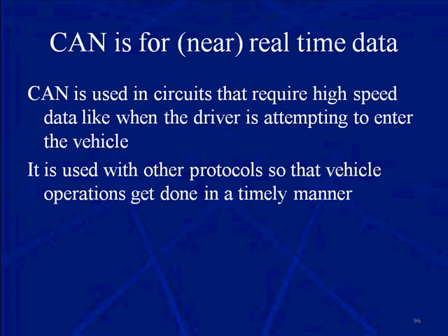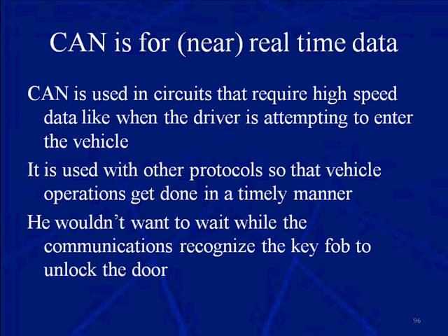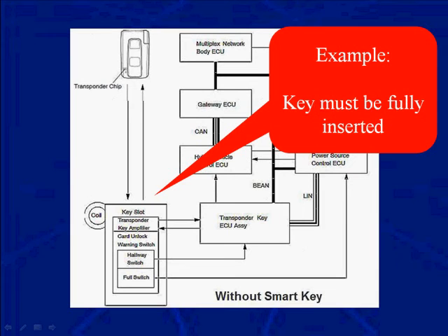So it's used with other protocols, so the vehicle operation is going to be done in a very timely manner, seamless to the driver. He wouldn't want to wait for any of the communications to recognize his key fob to unlock the door, and he certainly wouldn't want to wait for the electric motor communications to recognize that he stepped on the throttle. So CAN is for that real-time stuff.